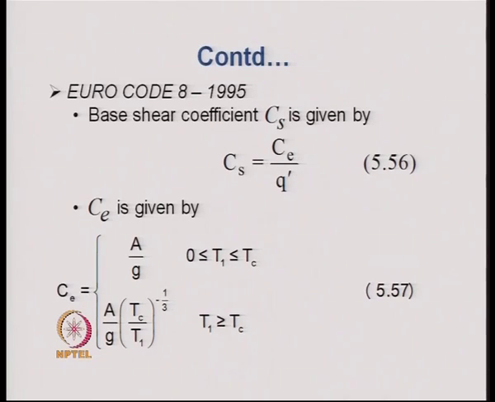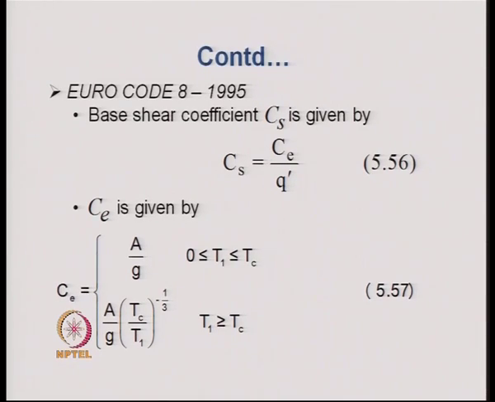Next comes the Eurocode. In the Eurocode the base shear coefficient is called CS, given by CE divided by Q dashed. Again the Q dashed over here represents the reduction factor, so we will not talk about it. So we will be concentrating on CE. CE is given by this equation 5.57. We can see that for the time period between 0 to TC, the value of CE is the same as SA by G.